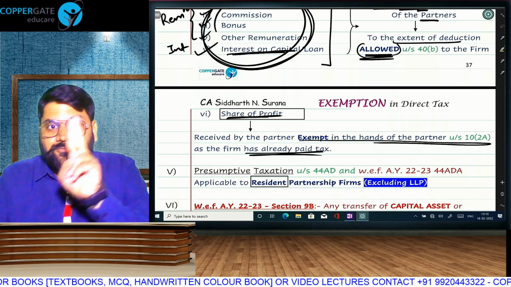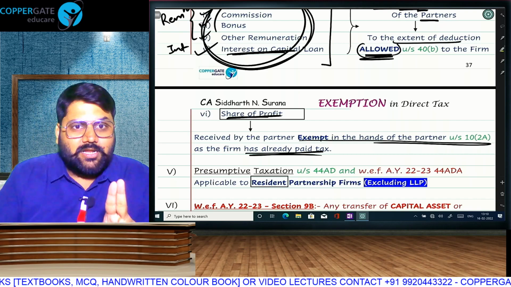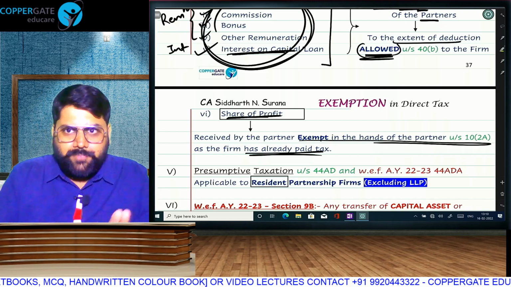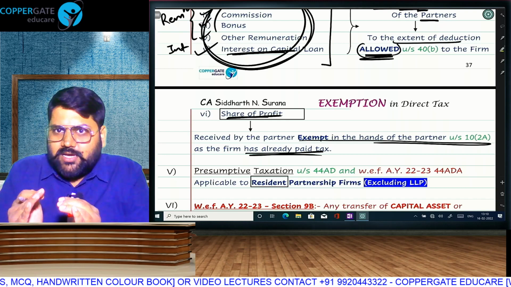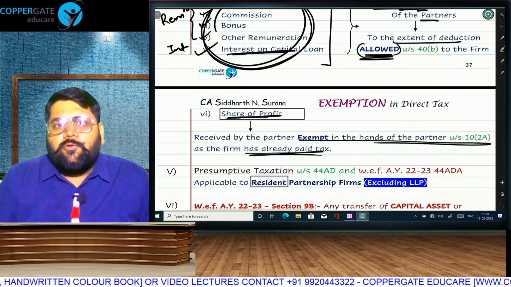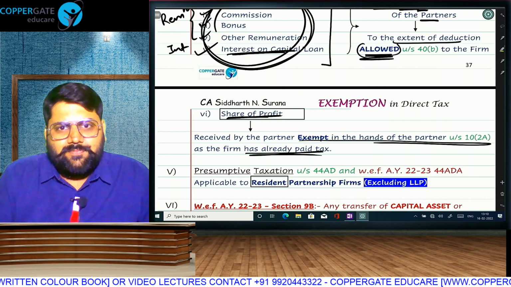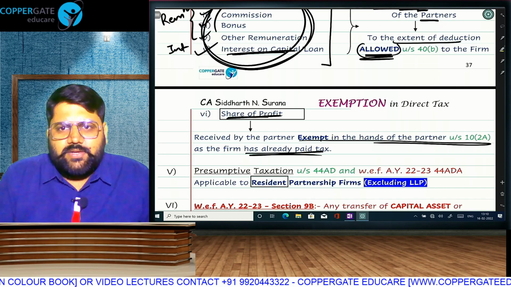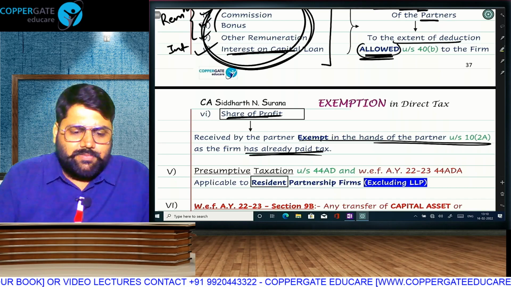Remuneration and interest, firm will take deduction, partner will pay tax. Firm will take deduction only within the limit of 40B, and thus partner will pay tax only on that much amount.